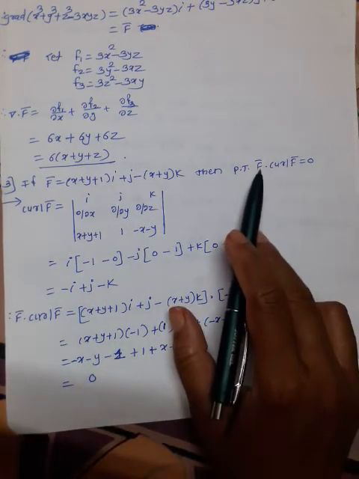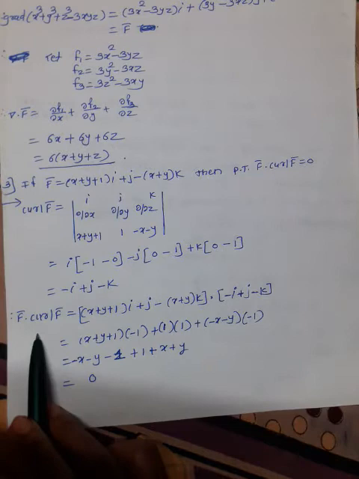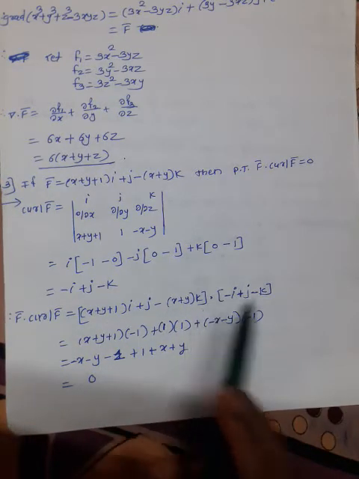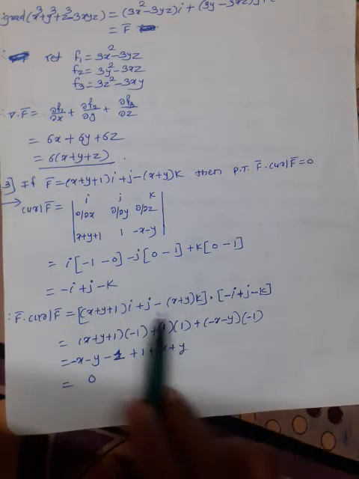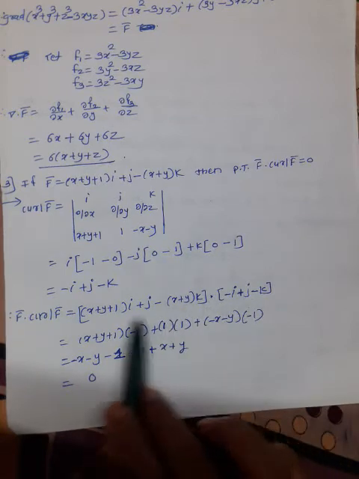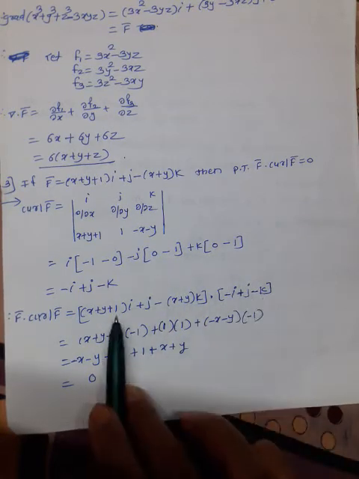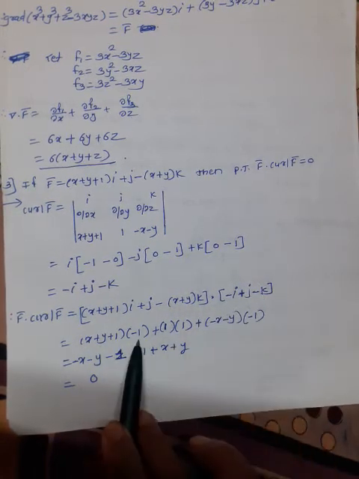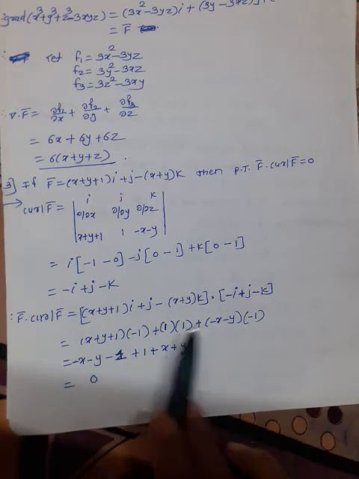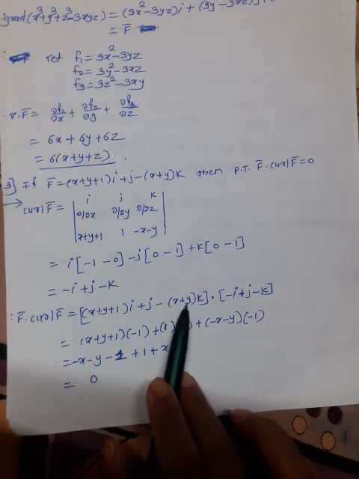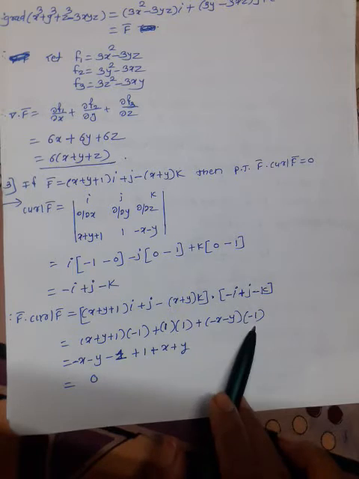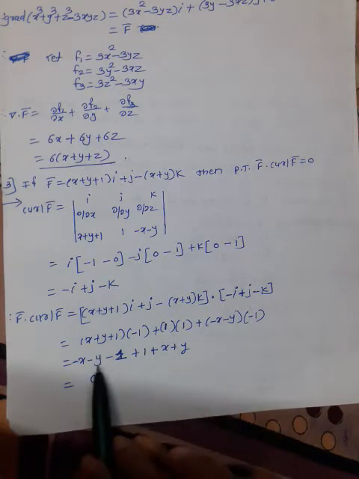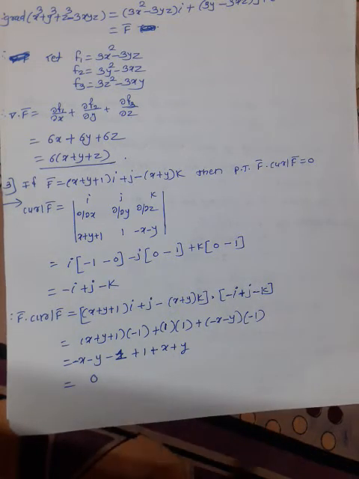Now take the dot product of f bar with curl of f bar. This is the original f bar and this is the curl of f bar. This is a dot product of two vectors, therefore the corresponding i j k components should be multiplied. This into this minus 1, 1 into this plus 1, and this minus x minus y into this minus 1. Solving this, all the terms get cancelled. The answer is 0.